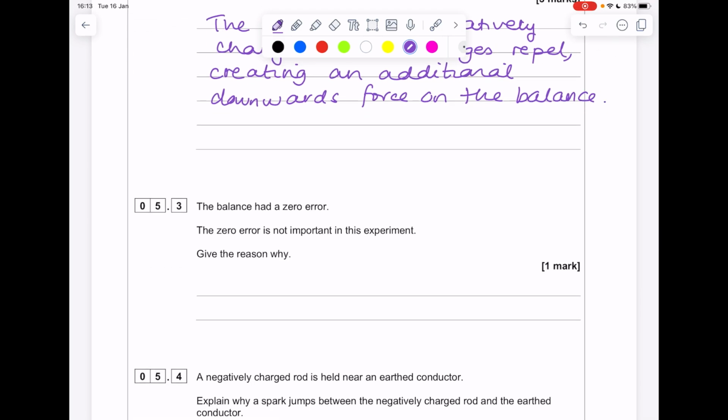The balance had a zero error. The zero error is not important in this experiment. Give the reason why. Because we're only interested in the change in the reading, so it doesn't matter if the original reading for that first rod is actually a little bit incorrect.